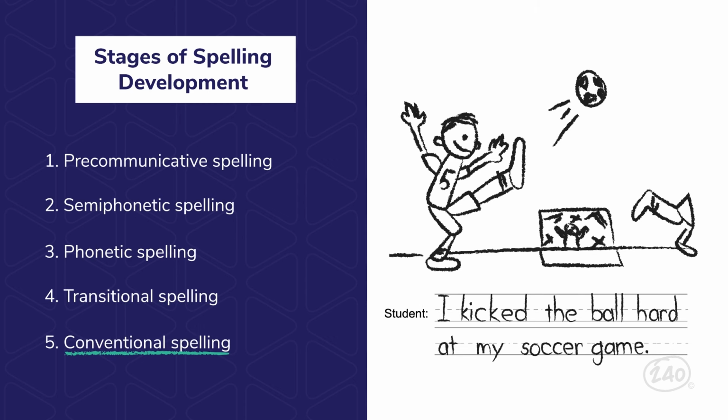Last is the conventional spelling stage, when a student can apply knowledge of letter-sound relationships, general spelling rules, and morphology in their spelling. The child is better able to recognize misspellings, and the spelling in their writing is generally correct. Now, you might be thinking, everybody uses autocorrect. We don't need to teach spelling anymore. But we do, because teaching students conventional spelling frees up some of their brain power so they can focus on what they're writing, like their purpose and audience.